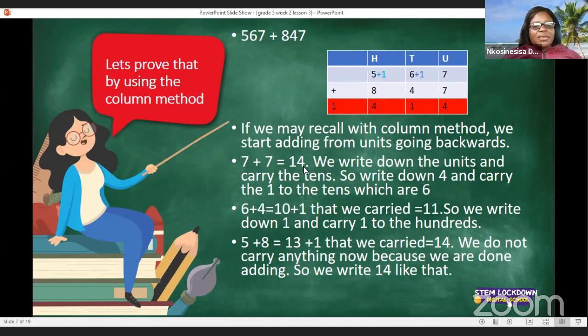So we only carry if the number has tens and units. If it's just units, we don't carry anything. So 7 plus 7 is 14. So we write down 4 and we carry the 1. So the one that we carried, you see, I wrote it in a different color pen.